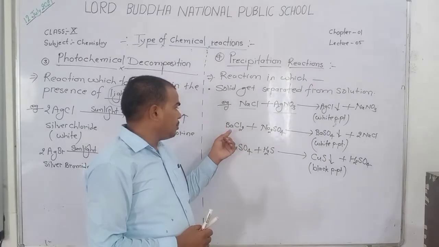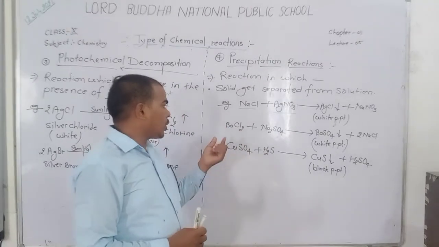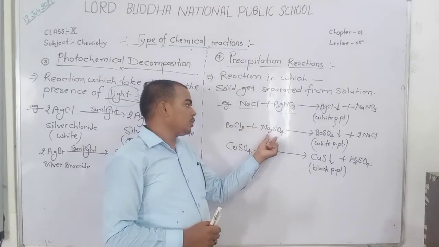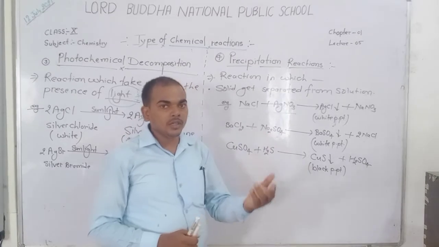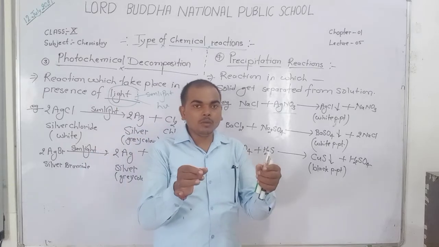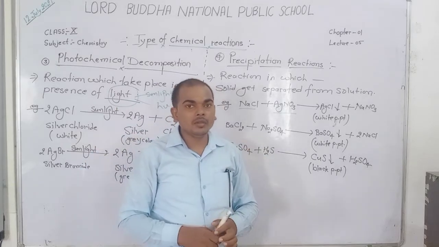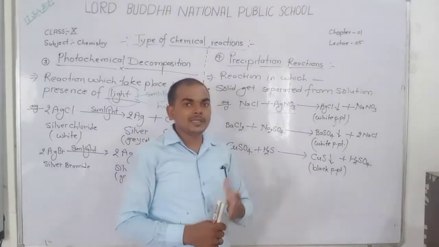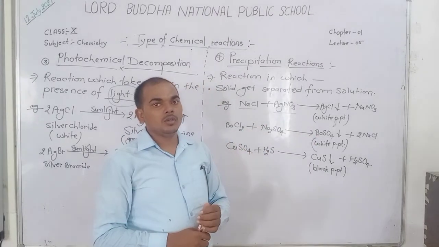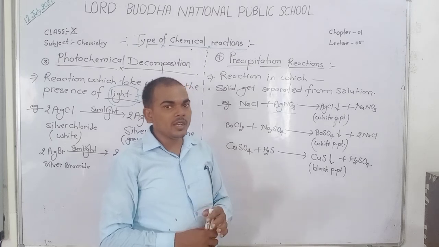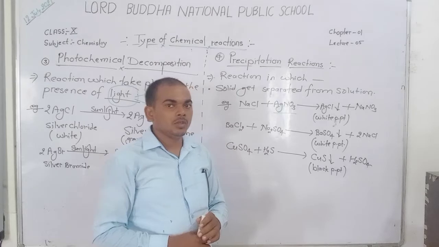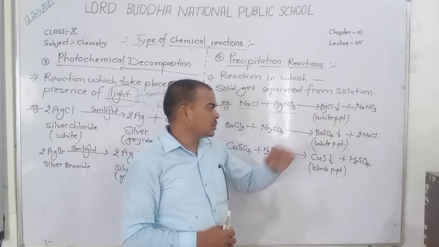Next example: when we take an aqueous solution of barium chloride in one test tube and an aqueous solution of sodium sulfate in another test tube and mix both solutions, a solid material separates out. The color of the solid material is white and the material is barium sulfate. It is represented by the downward arrow.